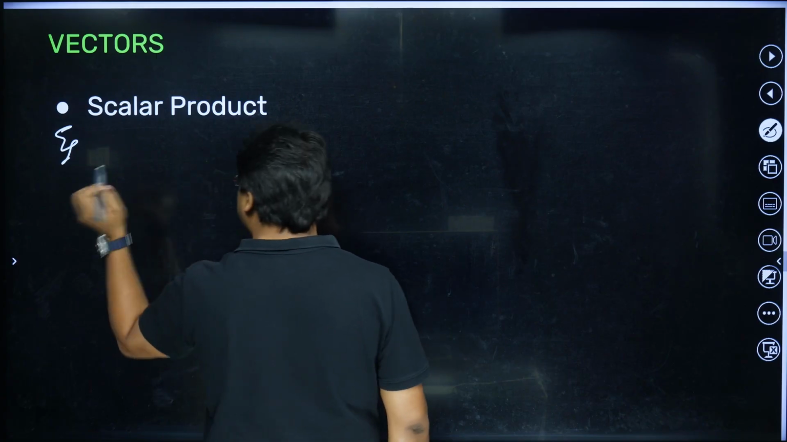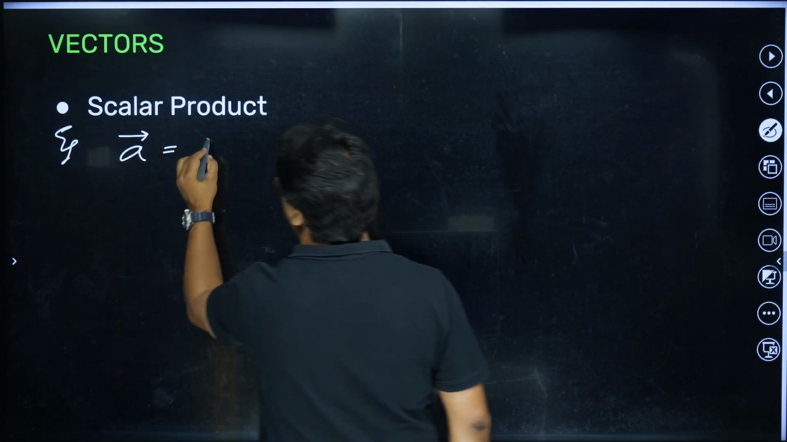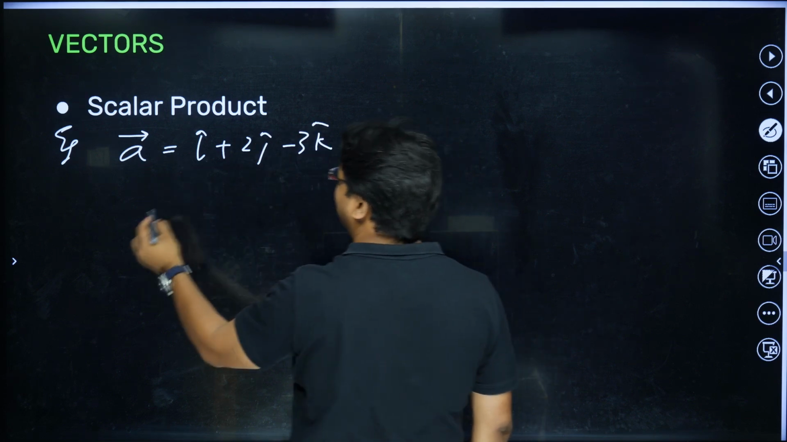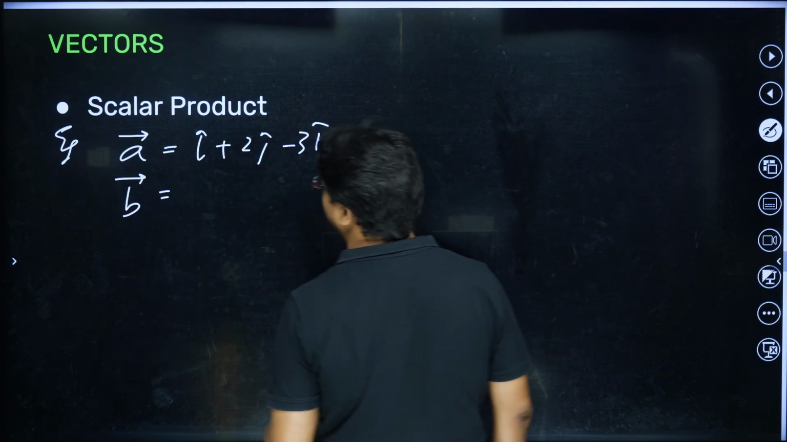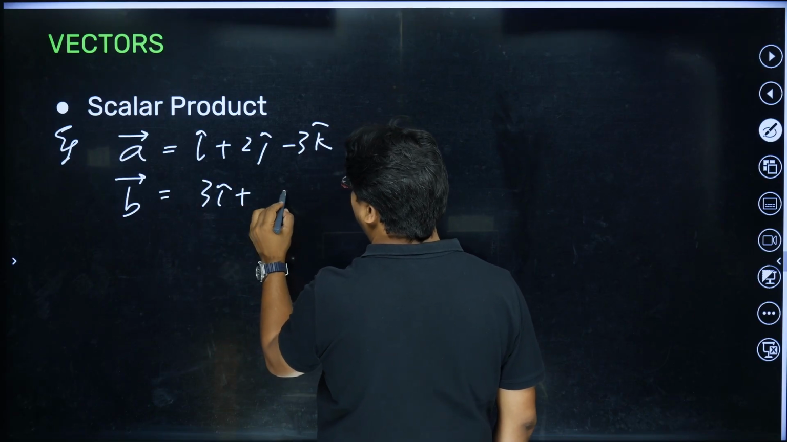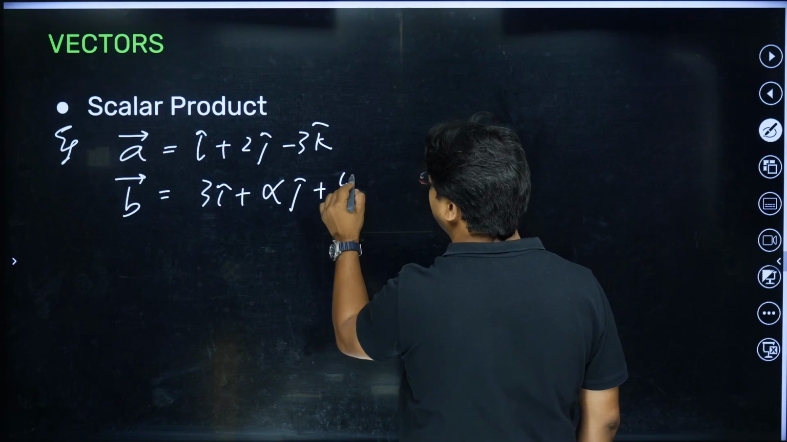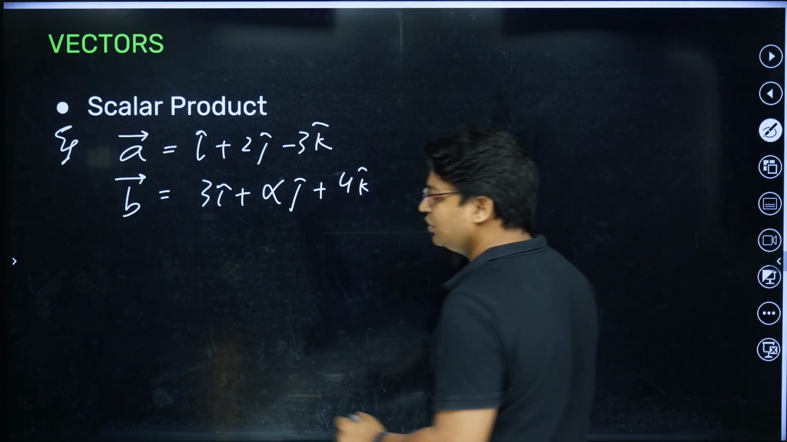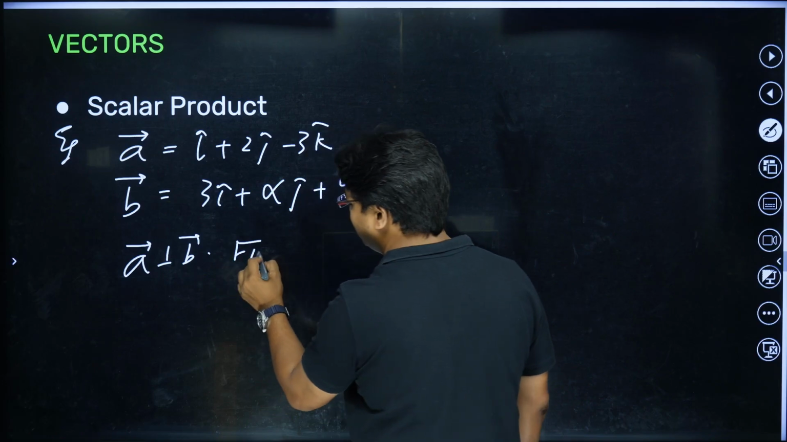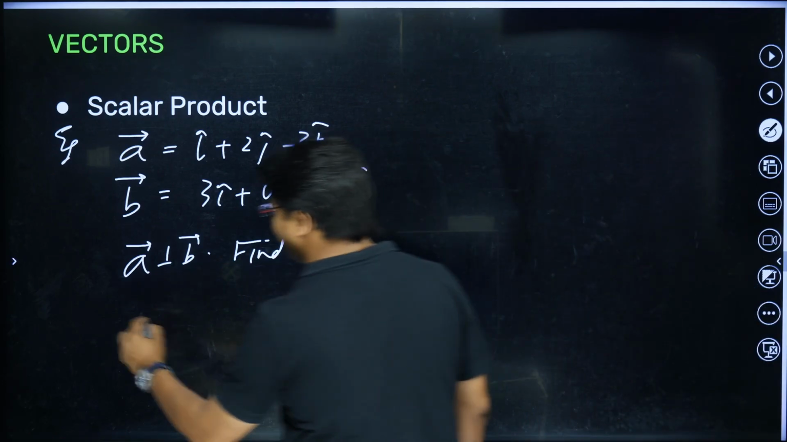So let us say a vector A is i cap plus 2j cap minus 3k cap. I'm writing randomly. Let's say vector B is 3i cap plus some unknown alpha j cap plus 4k cap. And we have been told that vector A is perpendicular to vector B, and using this we have to find alpha. Okay, we have to find the value of alpha. See how we are going to do this.